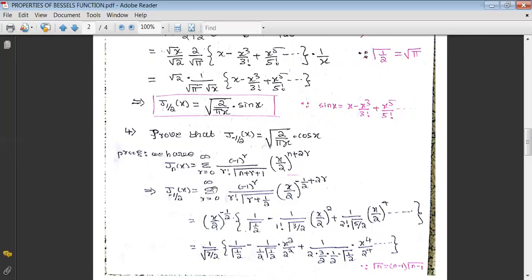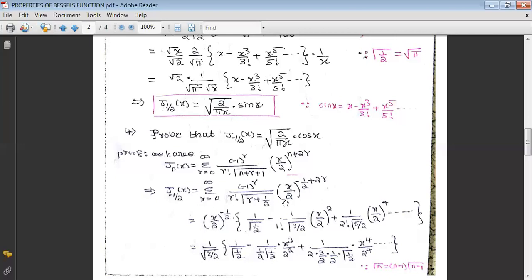Now this becomes, r varies from 0 to infinity, minus 1 raised to r, factorial. If I take n equal to minus 1 by 2, minus 1 by 2 plus 1, that becomes 1 by 2. And r as it is, this is x by 2 raised to minus 1 by 2 plus 2r. And again, this x by 2 raised to minus 1 by 2 plus 2r can be written as x by 2 raised to minus 1 by 2 into x by 2 raised to 2r. This x by 2 raised to minus 1 by 2 is free from r, I will take it outside.